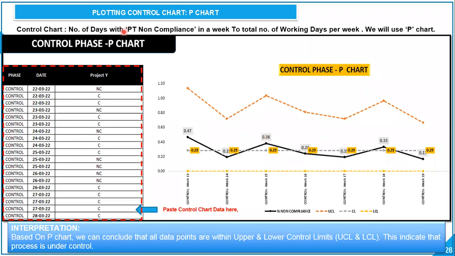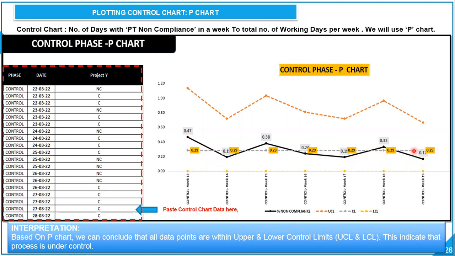So control chart, number of days with PT non-compliance in a week to total number of working days per week, right? So each of these points, and this point, third point, fourth, fifth, sixth, and seventh, all these are proportions. Proportions of what? Proportions of number of defective shifts in that particular week divided by total number of shifts in a given week. Likewise, we'll have 7 different proportions, and we're going to plot them.